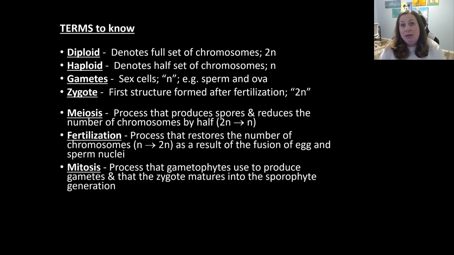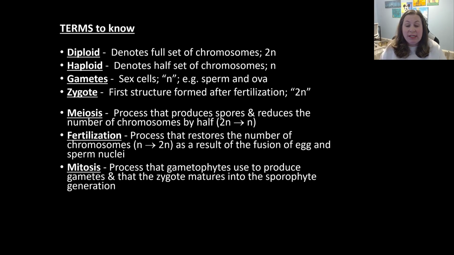Now, this brings us to some terms that explain how we go from gametes to a zygote. So meiosis is the process that produces spores and reduces the number of chromosomes by half. So this is where we go from 2n down to n. This is a type of cellular division that divides twice, creating potentially 4 of these spores or gametes that each have n chromosomes. So they only have half a set.